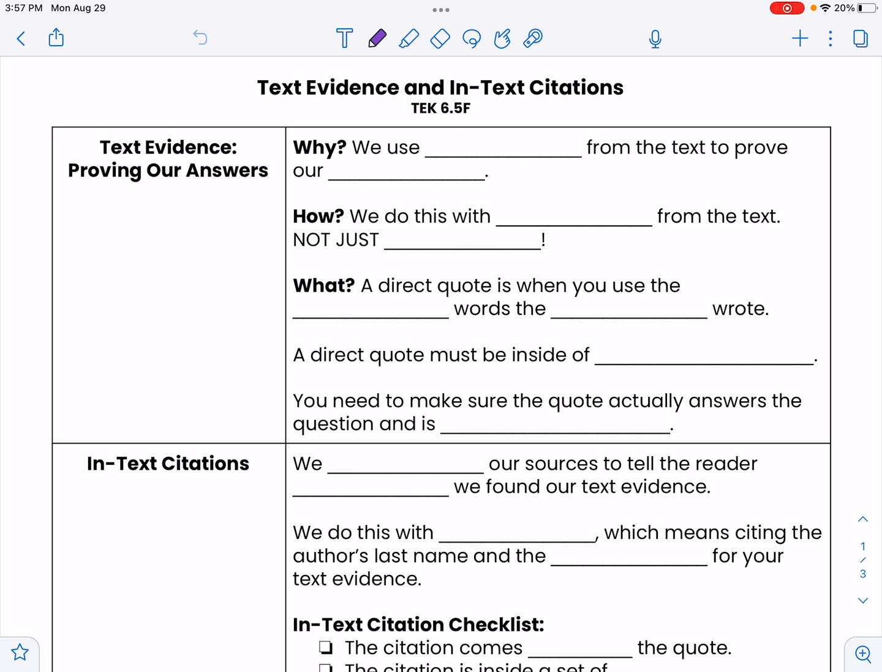So we learned about text connections, how to make text-to-text, text-to-self, text-to-world connections. Now we have to prove our answers. We have to provide text evidence to support what we're saying. Why do we do this? We use evidence from the text to prove our answers. How? We do this with direct quotes from the text, not just dialogue.